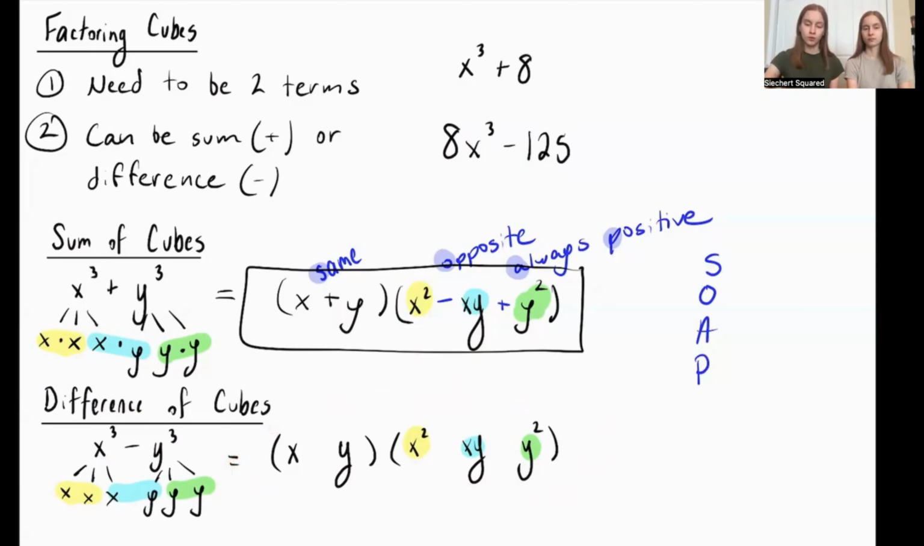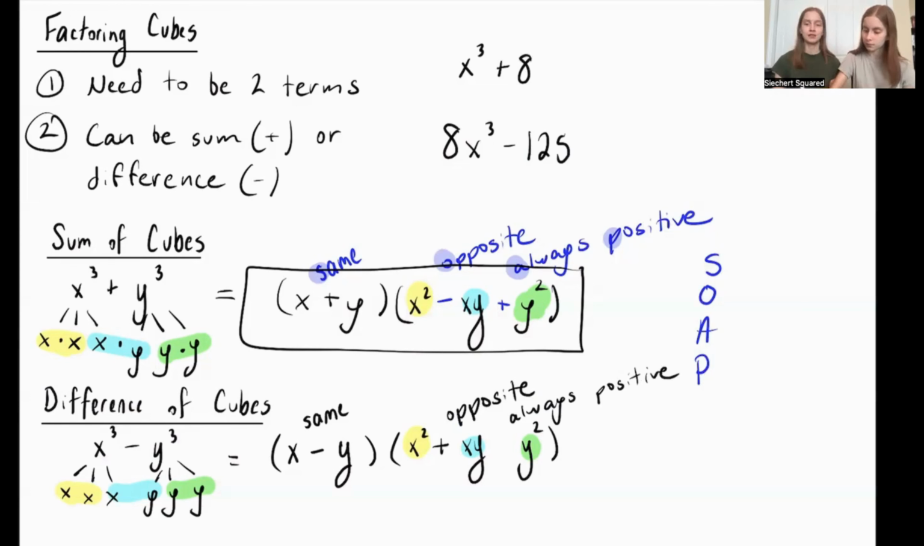So for SOAP, the S is for the same sign. So do the same sign that you started with, which is a minus. That's our same. For the next one, we have our opposite. And since it's the opposite of subtracting, now we're going to have the addition. And then the last one is always positive every single time, no matter if it's sum or if it's difference of cubes. There we go.